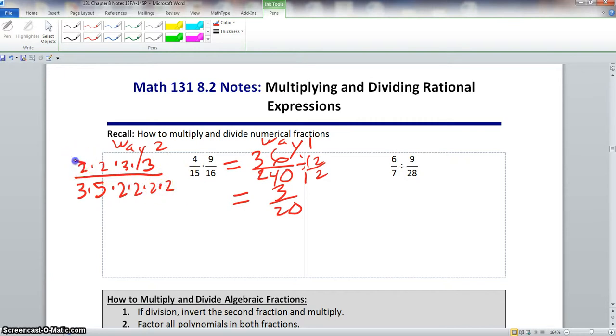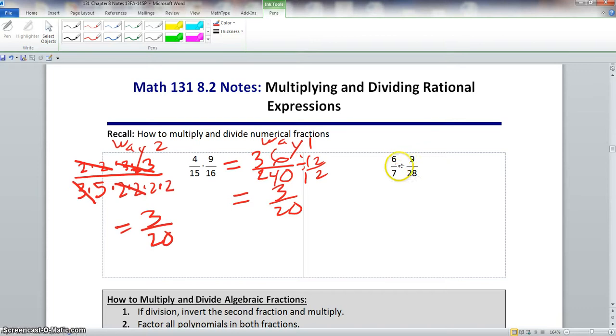Now, we'll simplify out what we have in common. We have 2 sets of 2's here and 2 sets of 2's here. We have 2 sets of 3's here. Well, actually 1 3, not both. So we have 1 3 here and 1 3 here. So in our numerator, we will have 3 left. In our denominator, we have 5 times 2 is 10 times 2 is 20. So it gives you the same result. Just depends on what method you like to use.